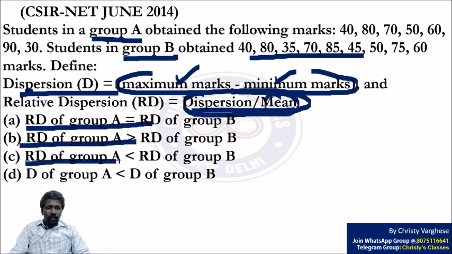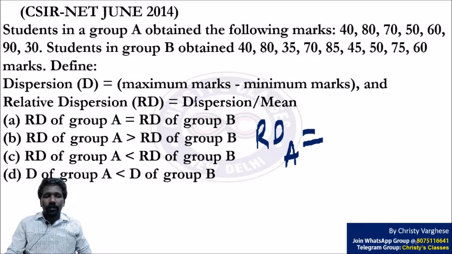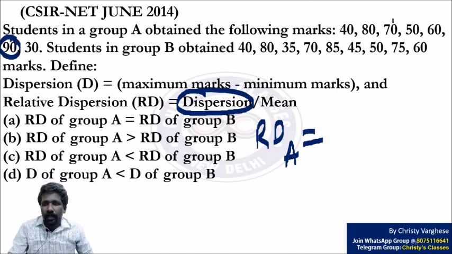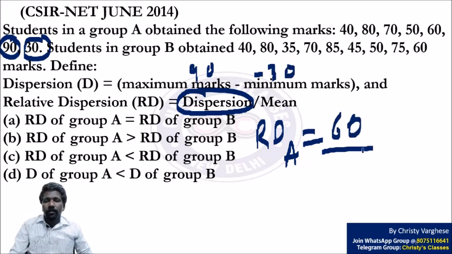All the first three options are comparing relative dispersions of both the groups. So we will find the relative dispersion of A and the relative dispersion of B. First, the relative dispersion of A. That will be dispersion of A divided by mean. What is the dispersion of A? The maximum mark in group A is 90, the minimum mark is 30. So dispersion will be 90 minus 30, which is 60.